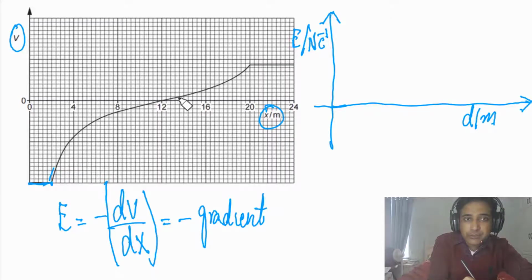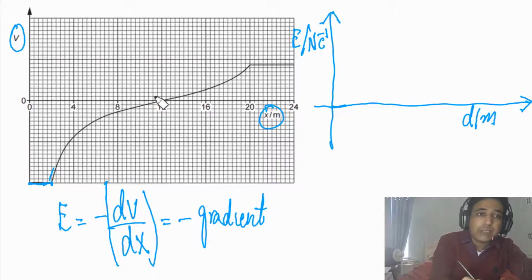And you can see the gradient is always positive. From this point to this point, first of all, the gradient is decreasing, so the electric field will be decreasing, then the gradient is increasing, but it is still positive. So it means the electric field is negative between these two spheres.